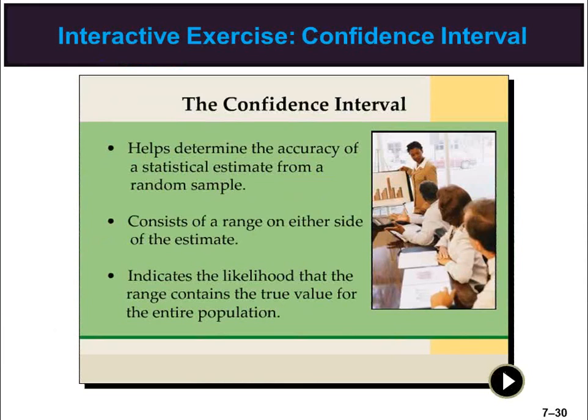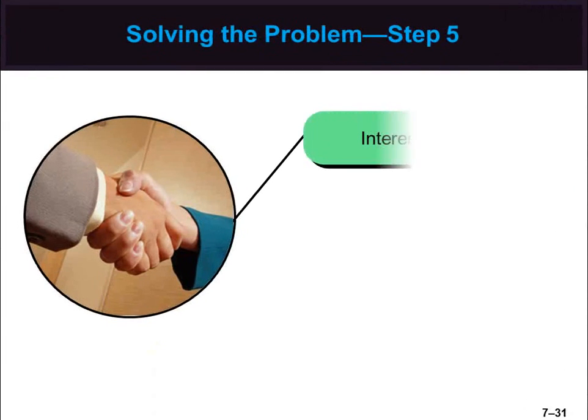The confidence level helps determine the accuracy of a statistical estimate from a random sample. It consists of a range on either side of the estimate and indicates the likelihood that the range contains the true value for the entire population.